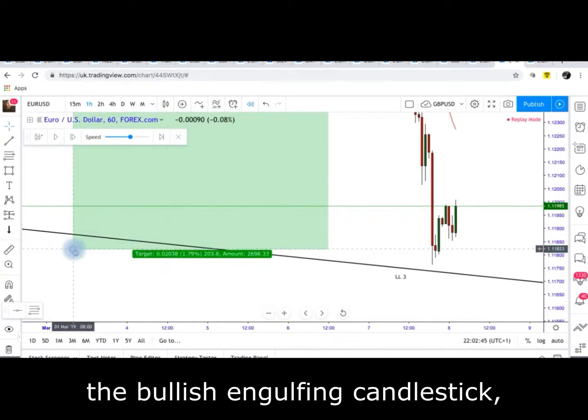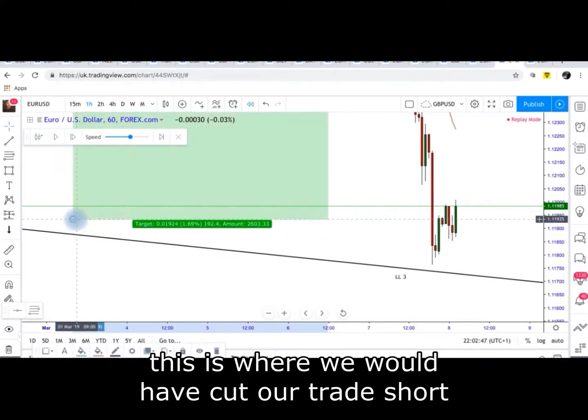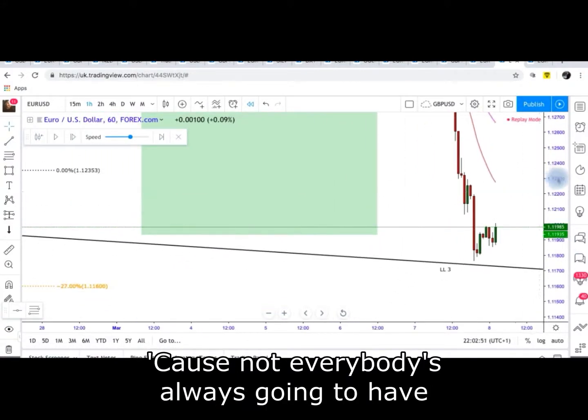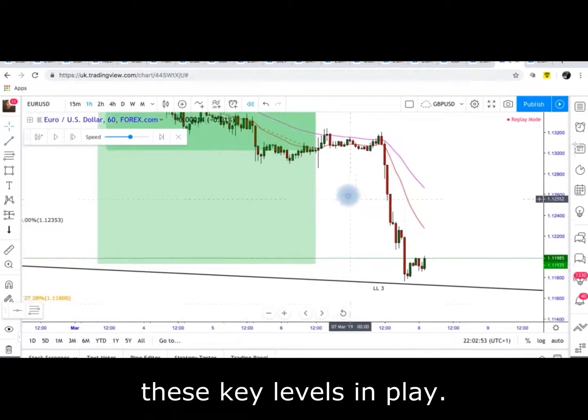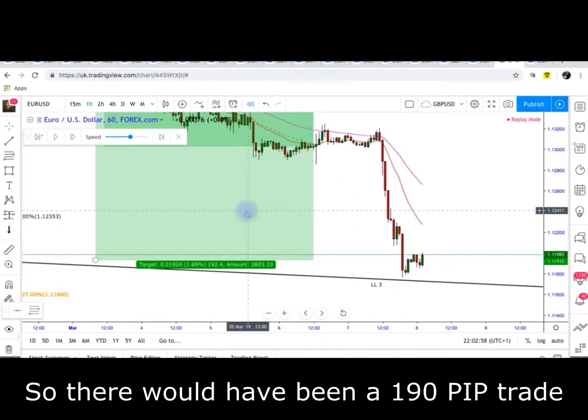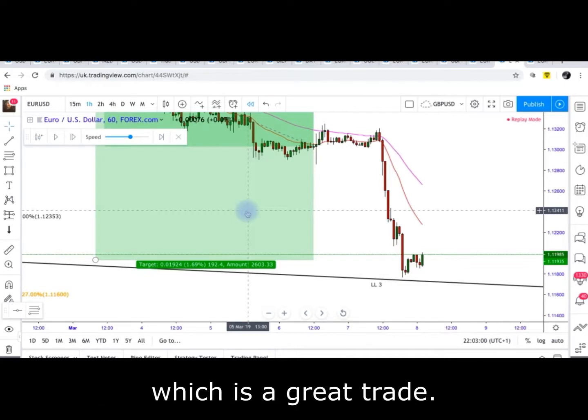And therefore, when we saw the bullish engulfing candlestick, this is where we would have cut our trade short if we hadn't had the 112 level in play, because not everybody's always going to have these key levels in play. So this would have been your first signal to cut this trade. So it would have been a 190 pip trade, which is a great trade.